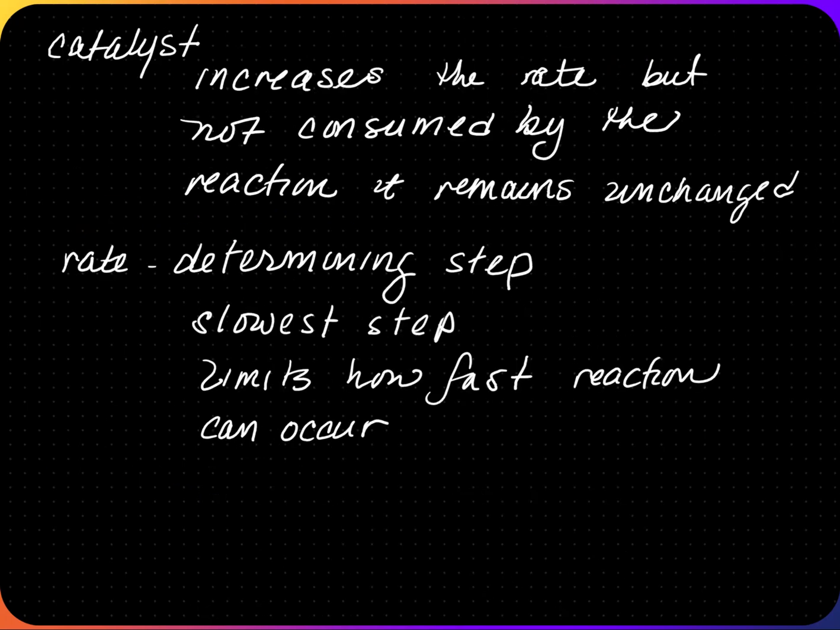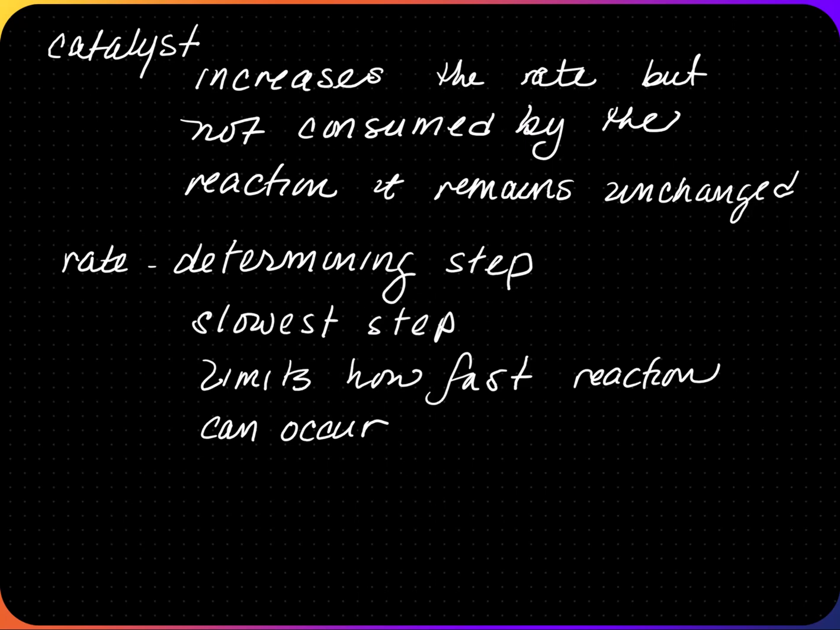A catalyst increases the rate, but is not consumed by the reaction, and it remains unchanged. So when you write the overall reaction, it will not appear in the reaction itself. However, in the elementary steps, it will appear in step 1 on the reactant side, and it will appear as a product in the last elementary step. But when you apply Hess's law and cancel everything out, the catalyst will disappear.